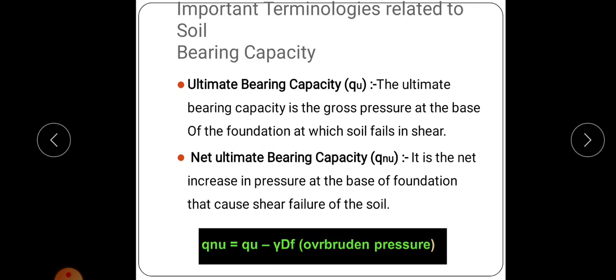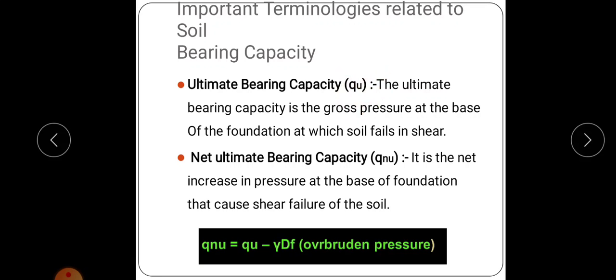So first one, ultimate bearing capacity. This ultimate bearing capacity is indicated by the letter QU, Q suffix U. The ultimate bearing capacity is the gross pressure at the base of the foundation at which the soil fails in shear. So it is the maximum bearing capacity at which the soil fails. That is, when the pressure exceeds this ultimate bearing capacity, the soil will fail under shear. That is known as ultimate bearing capacity, represented by QU.